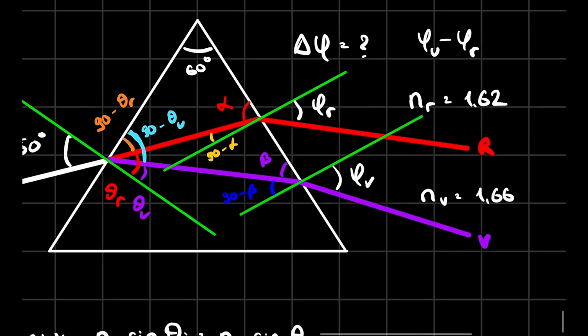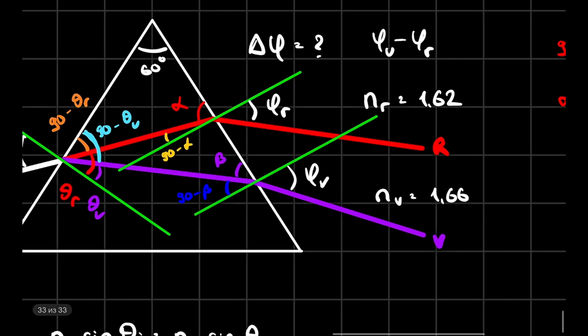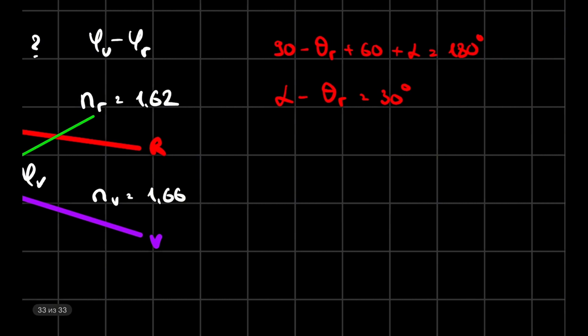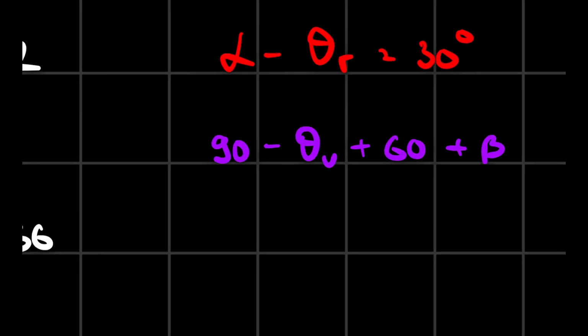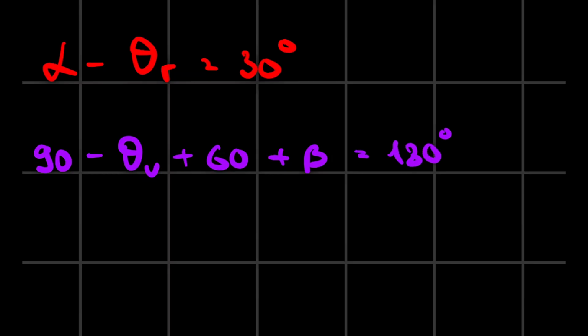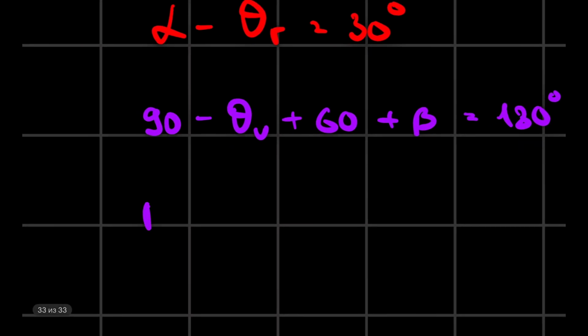The second triangle would go like this. Again, this is 90 minus theta v. Let me write it with violet again so you don't mix this up. 90 minus theta v plus 60 degrees and plus beta, right? This would be again 180, the very same process. Then those two go there. This would be beta minus theta v. This thing has to be 30, right?